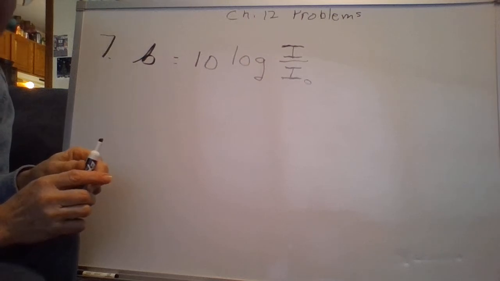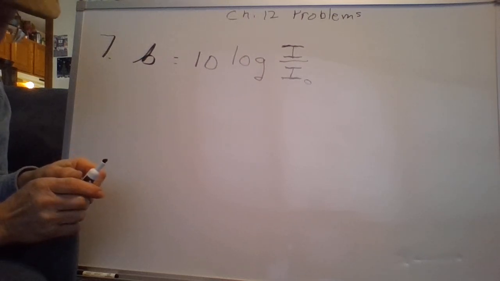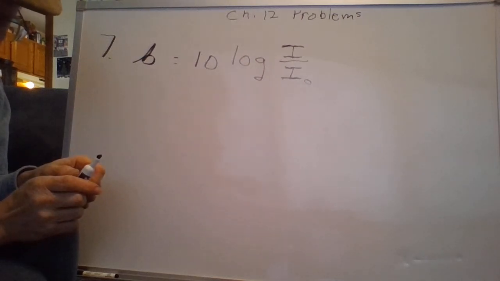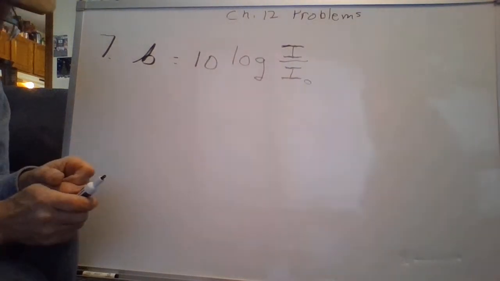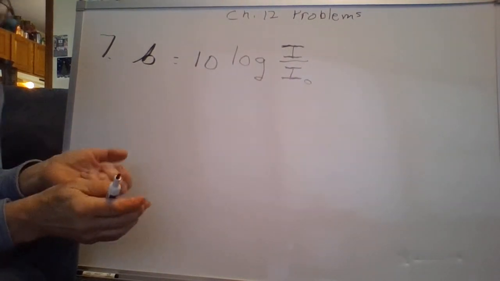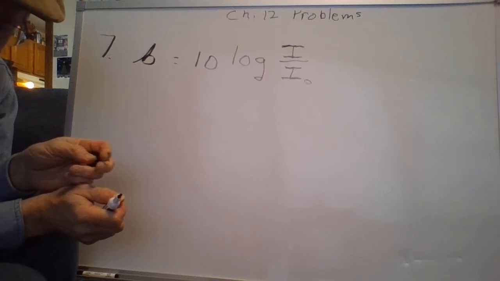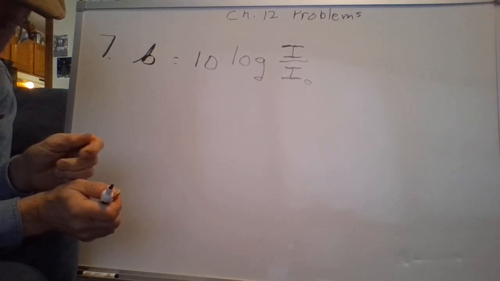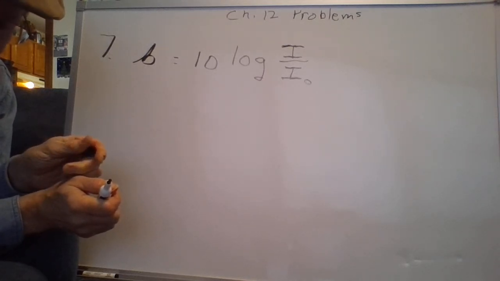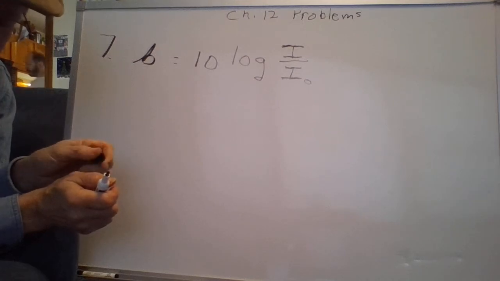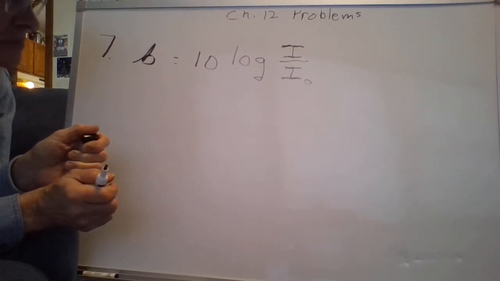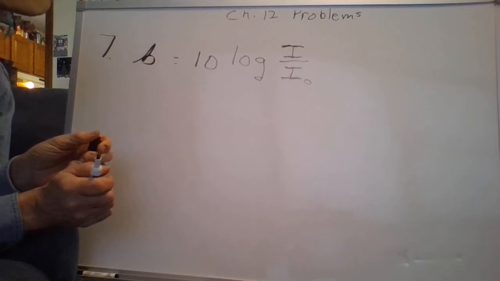All right, number 7. How many times louder than the threshold of hearing, which is given as, just arbitrarily, we've decided is 10 to the minus 12th watts per square meter. That's a tiny amount of energy. 10 to the minus 12th watts.